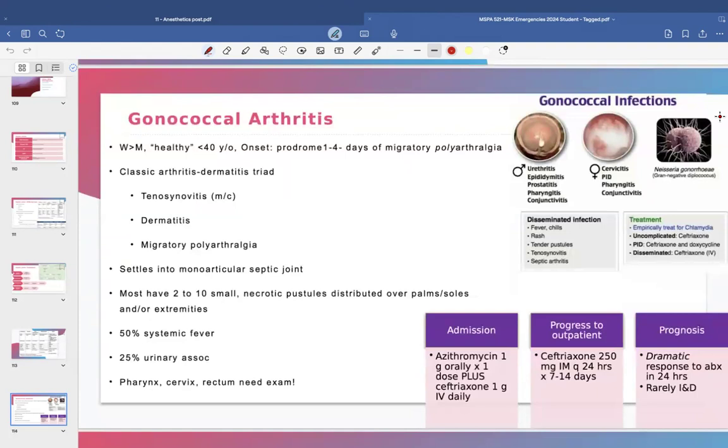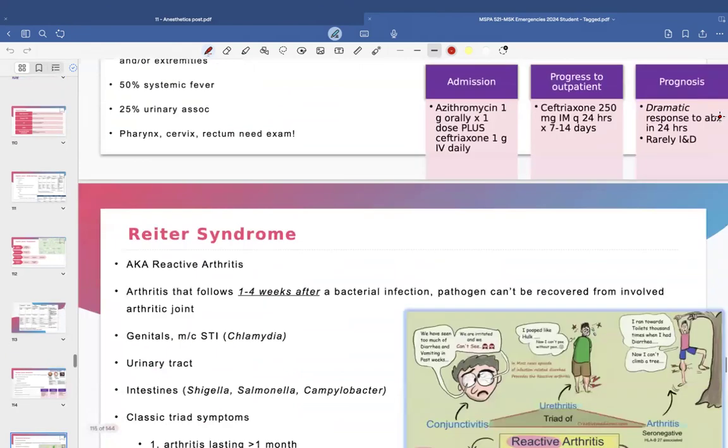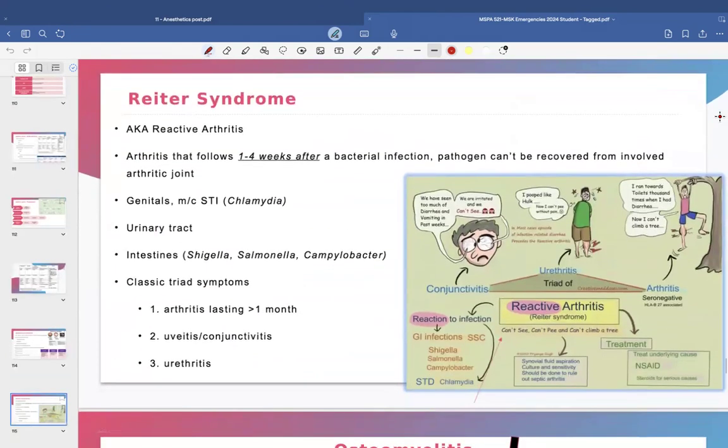No, you're gonna be doing azithromycin and ceftriaxone, so it's usually a single joint. Reiter's, another one: anytime you have a syndrome and you have those things, can't see, can't pee, can't find a tree. Did you guys see that one? Okay, you got this. Those are classic triad symptoms. So that's where you have your arthritis, your conjunctivitis, and your urethritis.